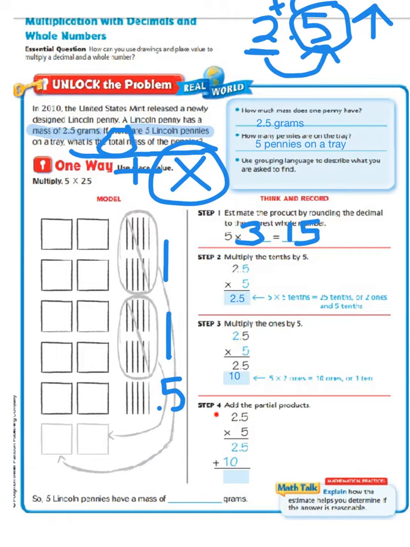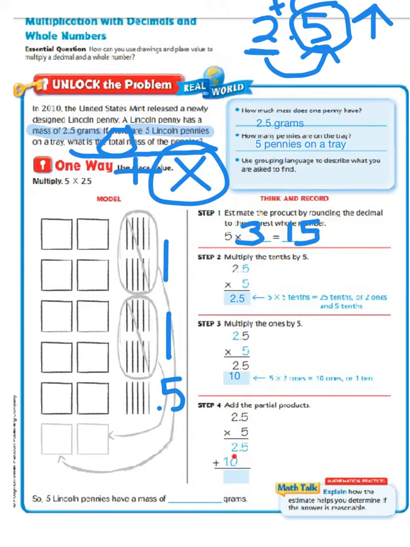Now step 4 is to add the partial products. We'll remember from our previous chapter, in chapter 3, when we add with decimals, we need to make sure that our decimals stay aligned. And our 10 does not really have a decimal, so we just need to make a mental note that our decimal is to the right of the ones place.